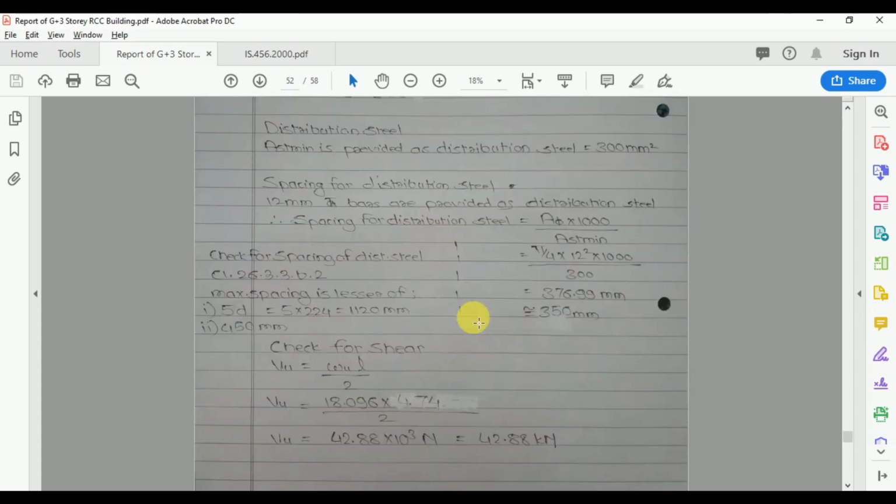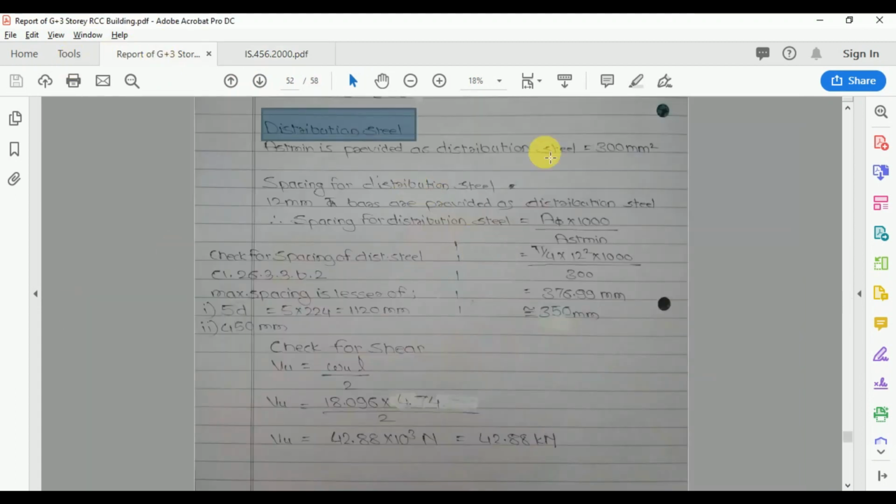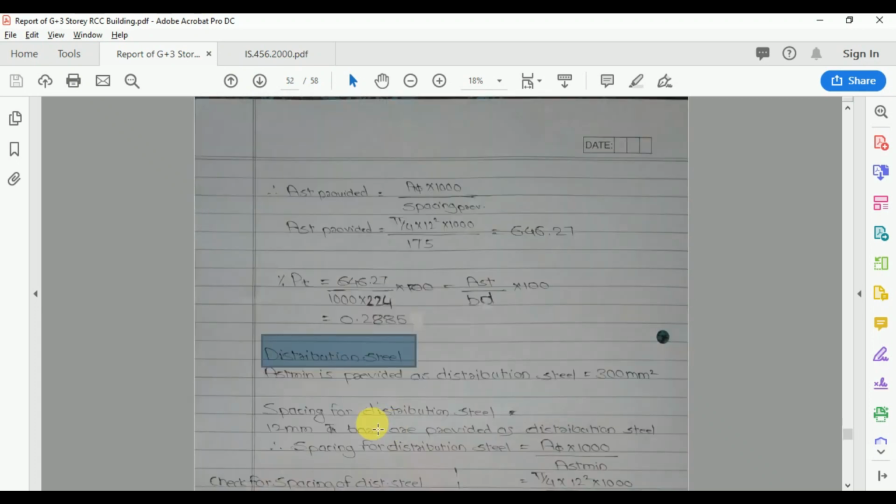Now we need to provide the distribution steel, which is along the longer direction. Keep in mind that we provide the distribution steel as the minimum area of steel as per the codal provisions of Indian Standard. As per the codal provisions of Indian Standard, for slabs such as the staircase waist slab, which is also a slab, here you can see 0.12 percent is for the high strength deformed bars, that is HSD bars. So here we need to consider 0.12 percent of the total section area, that we calculated in our previous step as area of steel minimum of 300 mm square.